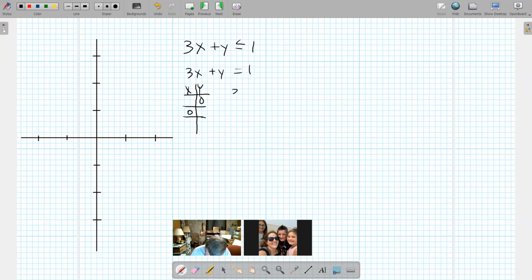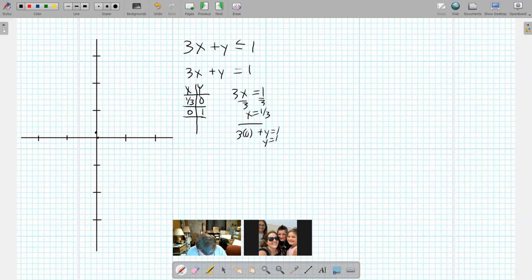If y is 0, 3x equals 1, divide by 3, x equals 1/3. If x is 0, we get 3 times 0 plus y equals 1, y equals 1. So I've got (1/3, 0) and (0, 1). So (1/3, 0) is right about there, and (0, 1) is right about there. That's going to be kind of tricky, isn't it? Let's see. I'm going to graph that.